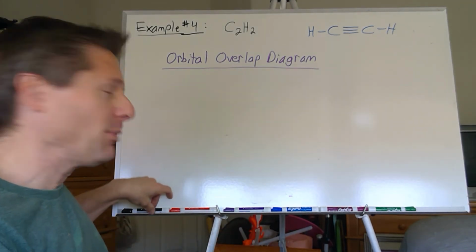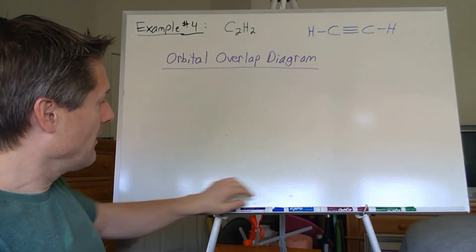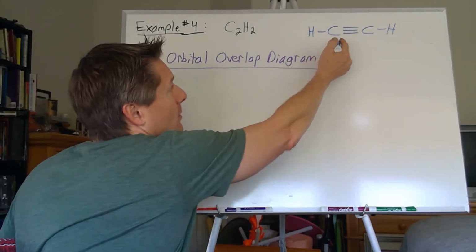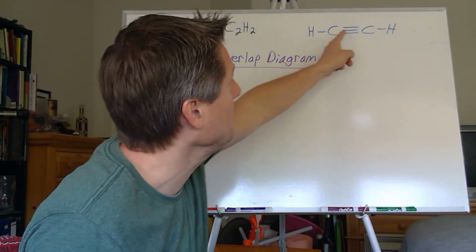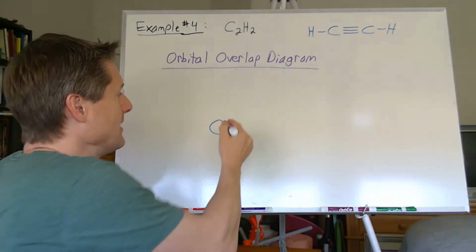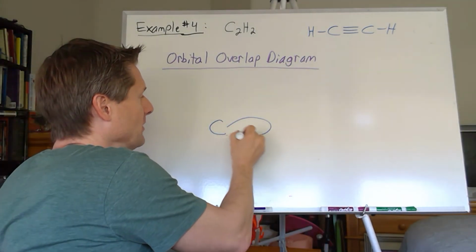Here we go. Let's do this. All right, you ready? So let's draw carbon number 1. Let's look at the hybridization. There are 2 electron groups, so that's sp. So you're going to get a linear relation between these.